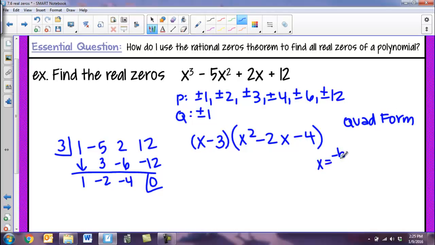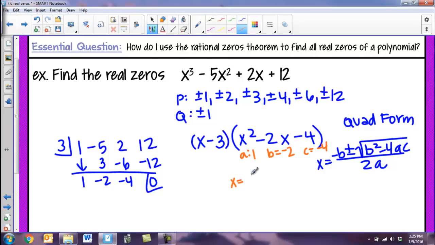X equals -b plus or minus the square root of b squared minus 4ac all over 2a. And then you just plug in what you know. So we'd have a, the coefficient right here is 1, b is -2, and c is -4. And plug that in there. So we'd have -2, which would be 2, plus or minus b squared would be negative 2 squared, okay, minus 4 times a times c all over 2 times 1. Okay, and then you just got to simplify.